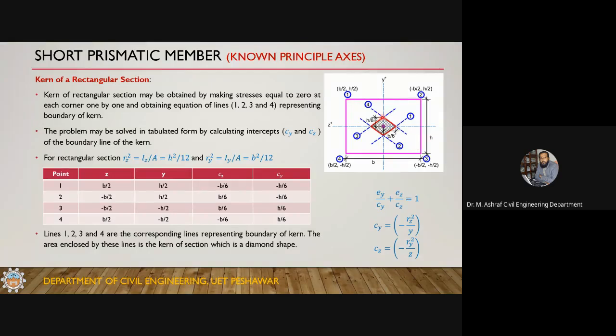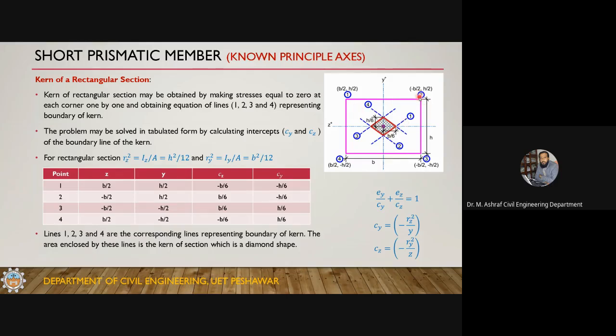And if you place the load on this side of the line, then the stress at 1 will be compression. So this line number 1 is showing that the kern is lying on this side. Okay, the kern is lying on this side of this line.